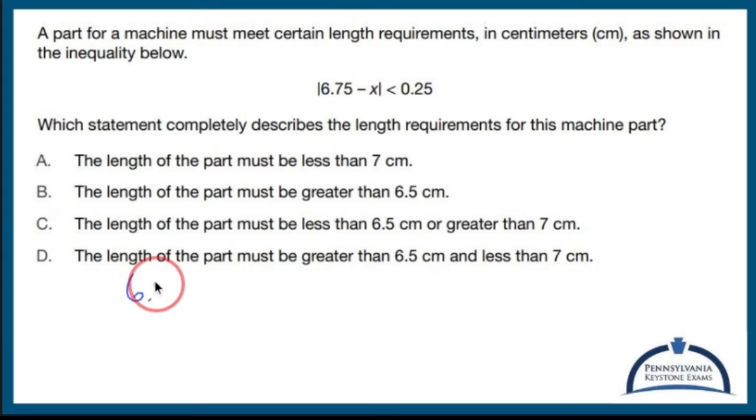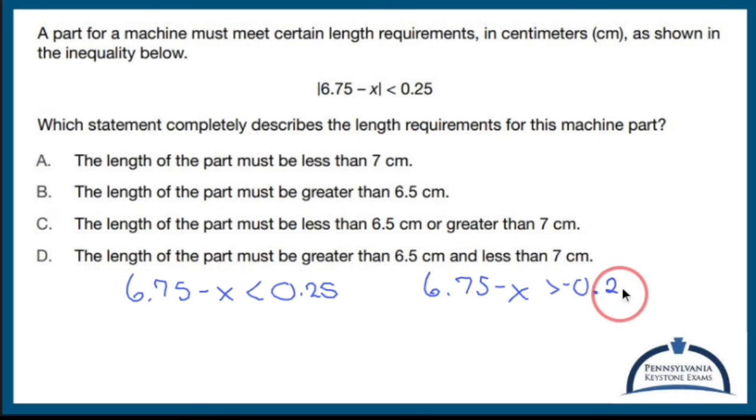In each part, you have the left side exactly the way it is without the absolute value. On one of the inequalities, after you split it, you keep the sign and the right side exactly the way it is. The other one, flip the sign and make the right side opposite, or in this case, negative. So negative 0.25.